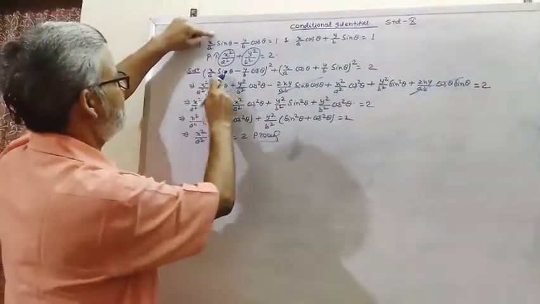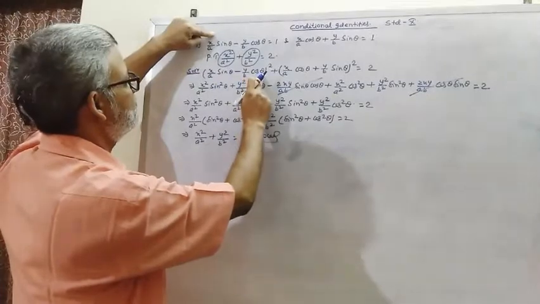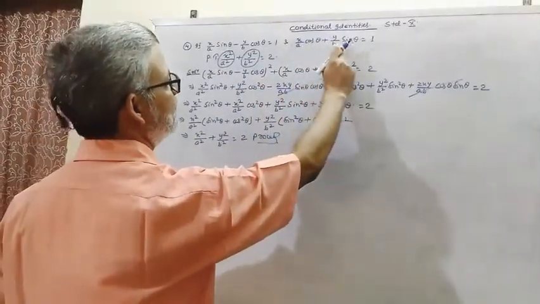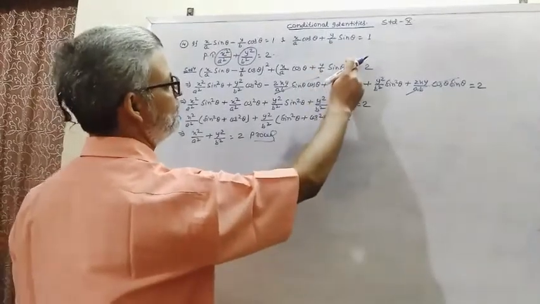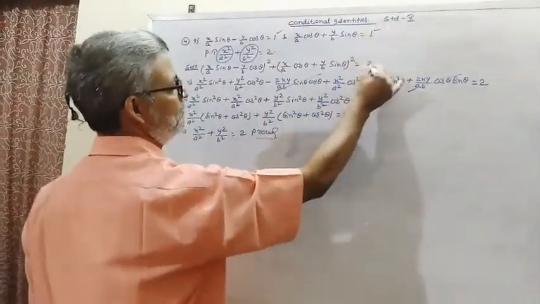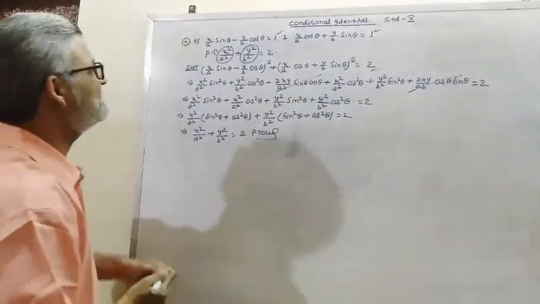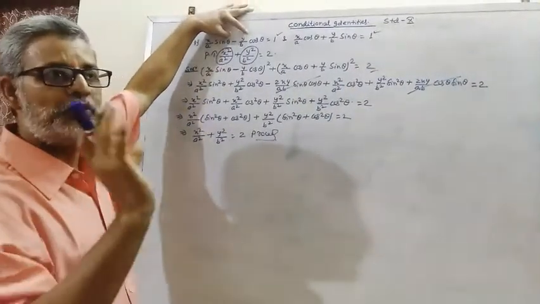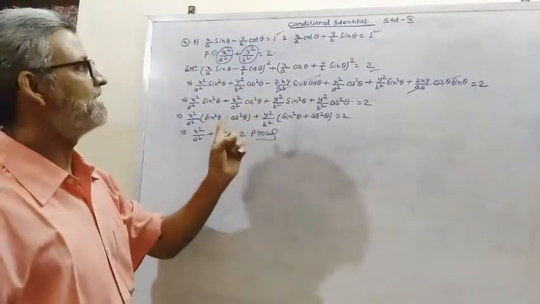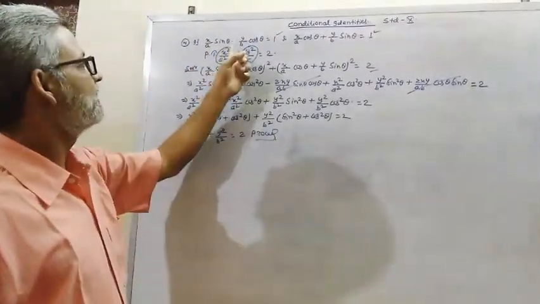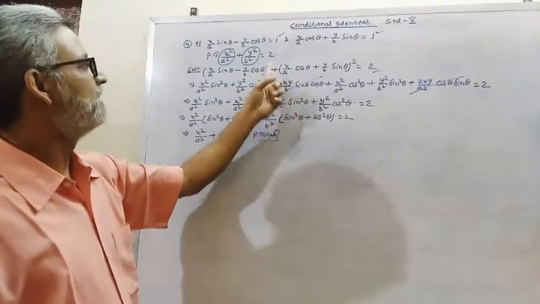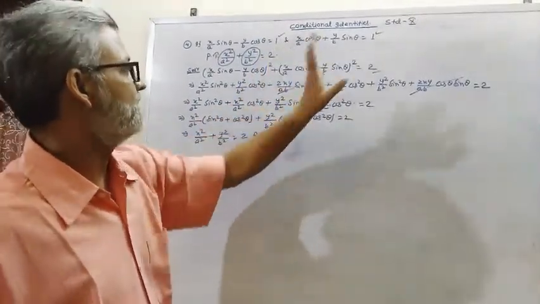So here, (x/a sin θ − y/b cos θ)² + (x/a cos θ + y/b sin θ)² = 1² + 1², that is 2. When we add two different equations, LHS is added with LHS and RHS with RHS. So we square both the LHS expressions and add them, and RHS also add.